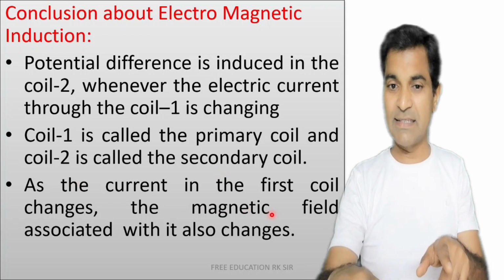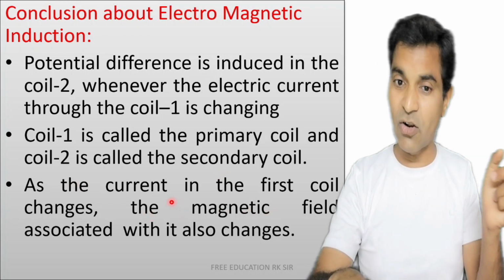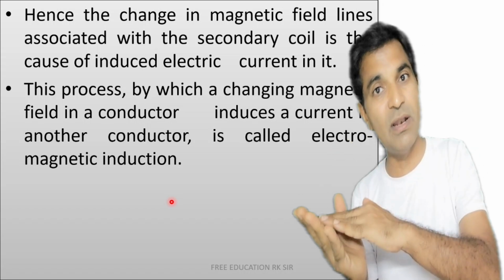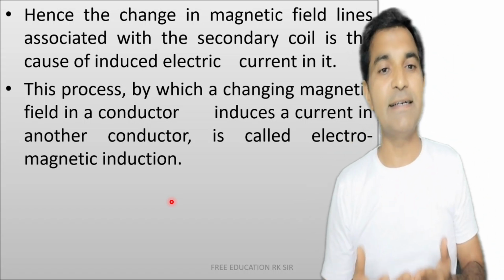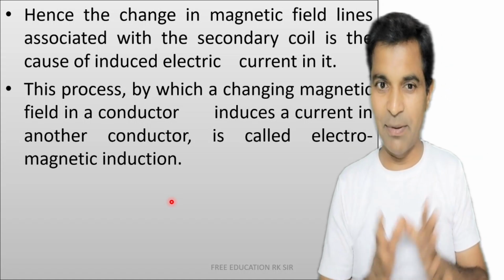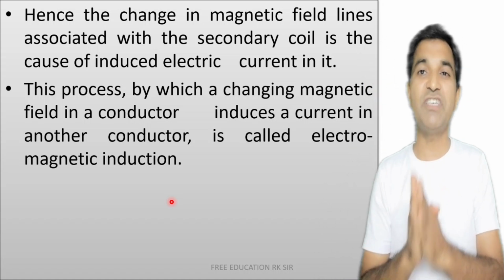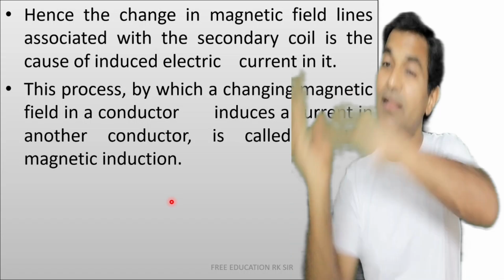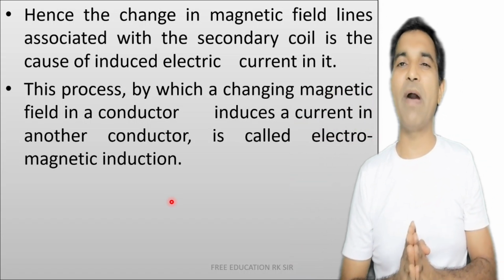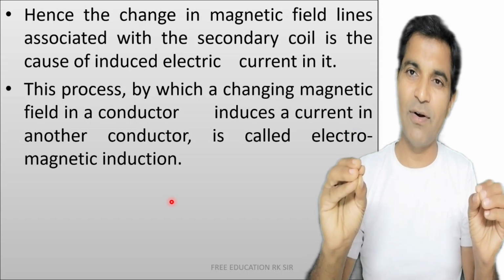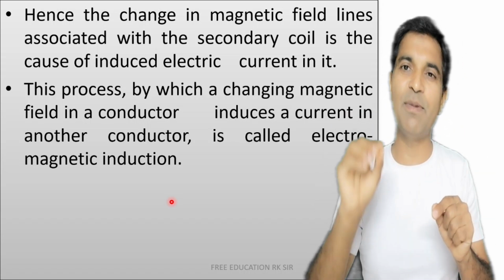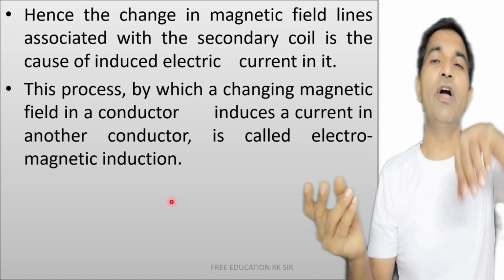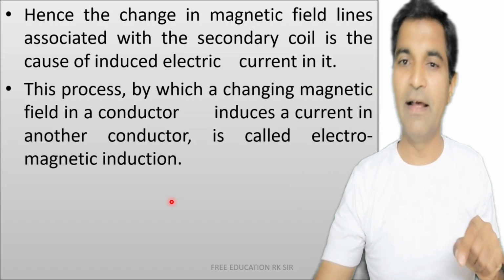As the current in the first coil changes, the magnetic field associated with that coil is also changing. Hence, the change in magnetic field lines associated with the secondary coil also changes, which induces the electric current in it. Now this is the definition: the process by which a changing magnetic field in a conductor induces current in another conductor is called electromagnetic induction. In very simple words, electromagnetic induction is nothing but the phenomenon of production of electricity or current in another coil due to the change in magnetism in one coil, right?